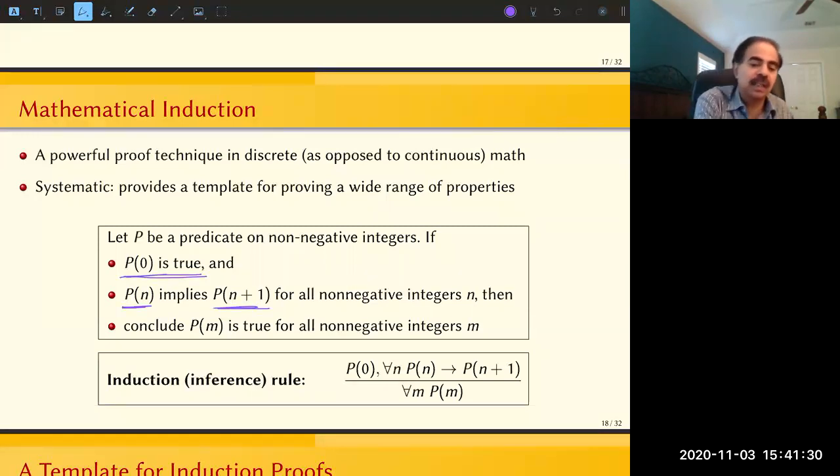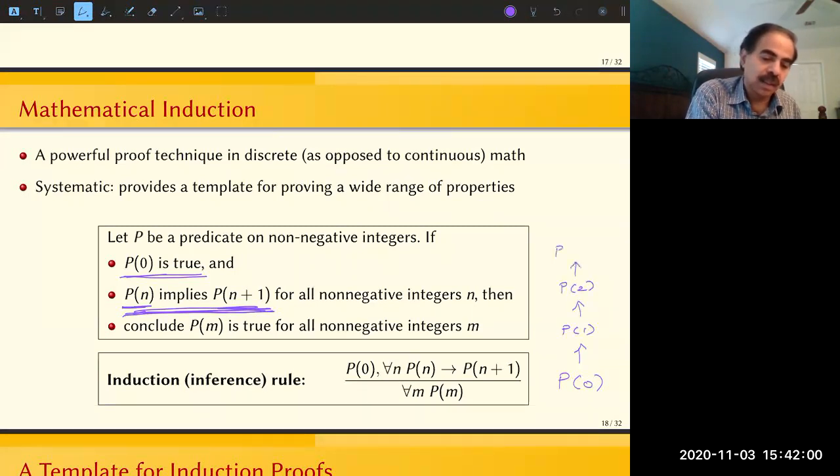So you're going to start by proving P of 0. Then you're going to prove this general property. That is, whenever P of n is true, P of n plus 1 is true, right? And once you prove that general property, then you can start from P of 0, apply this property to derive P of 1, right? And then again, you can apply this property once more to get P of 2, P of 3, and so on, right?